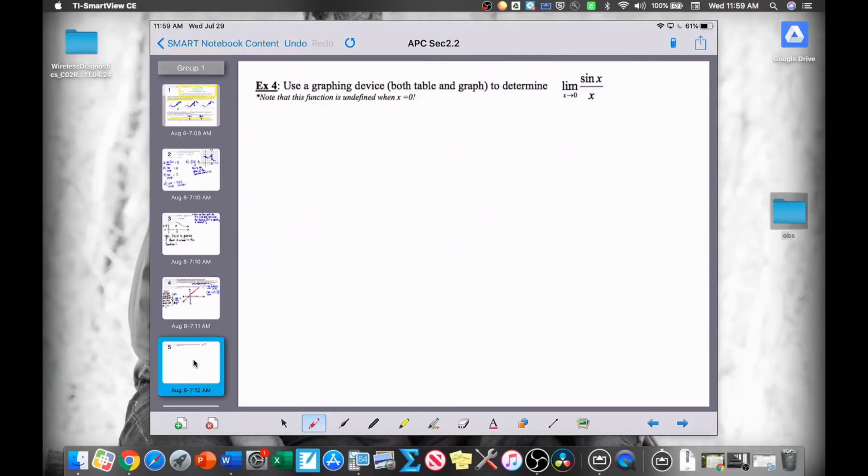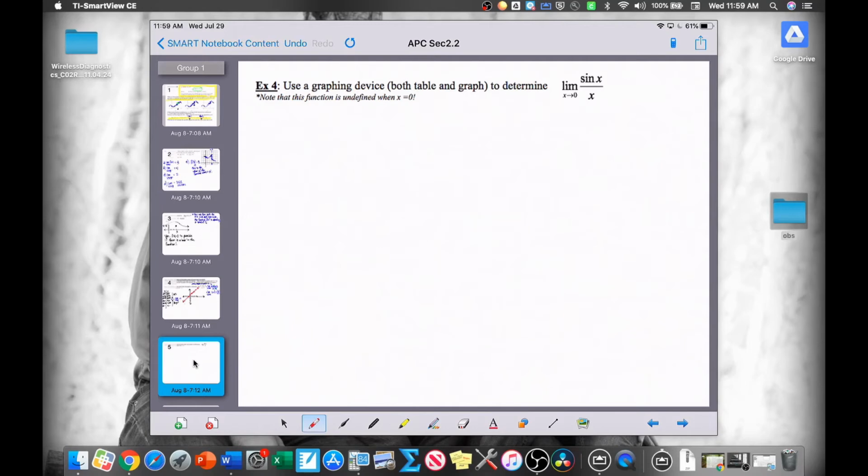Example 4, same instructions. Use a graphing device, both table and graph, to determine the limit as x approaches 0 of sine x over x. And it says, note that this function is undefined when x equals 0, right? Because if you plugged in 0 for x, sine of 0 is 0 in the numerator, and x is 0 in the denominator, so you would have 0 over 0, which is undefined.